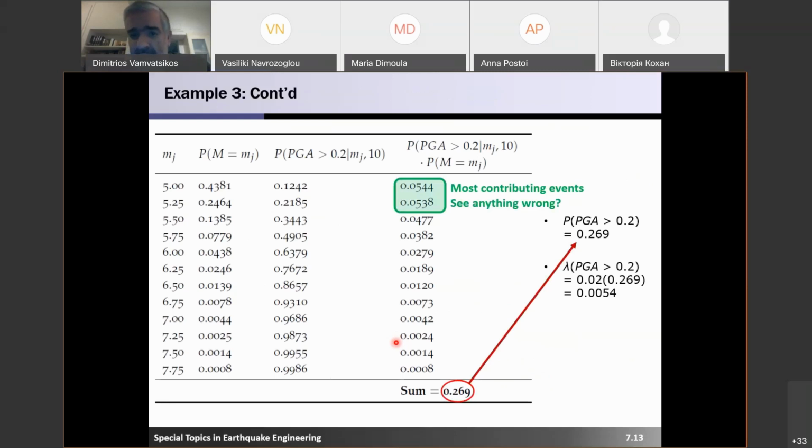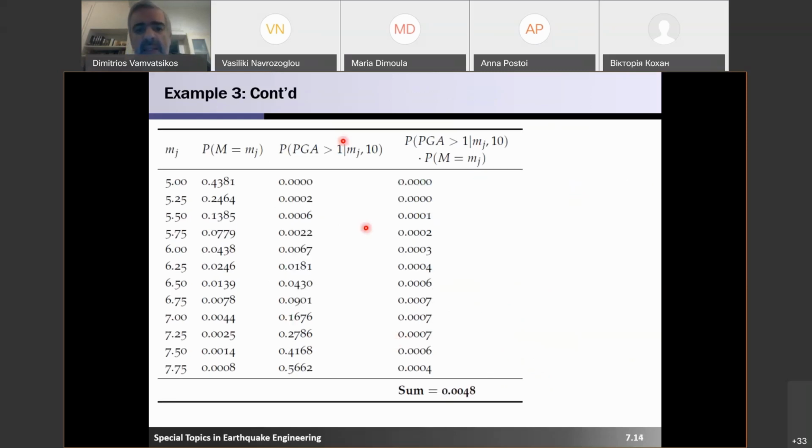Let's go to a higher acceleration. This is the same, but now we're focusing on 1G. Remember this binning, it doesn't change. It's the same number of bins and the same probability of occurrence per bin. It's exactly the same. The only thing that changes is this one. Obviously, because now it doesn't say 0.2G here. It says 1G. And now you see the difference.